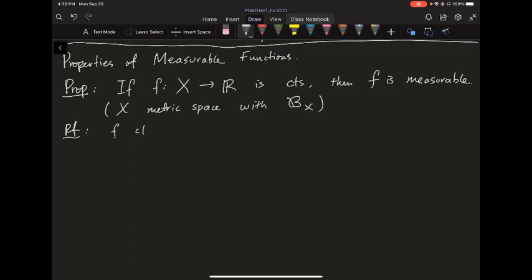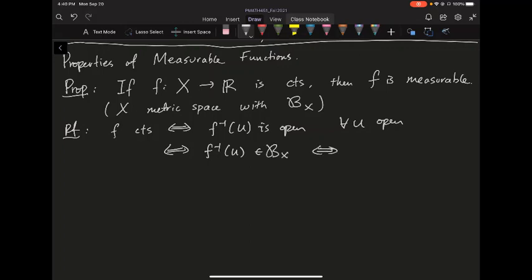The proof is really simple. For continuity, there's an equivalent definition. It's basically saying the inverse image of every open set is also open. So this is for every open set U. We know the open sets in R generate the Borel sigma algebra, and because the inverse image is open, it is inside the Borel sigma algebra on X as well. This follows from the previous lemma from our previous video. So f inverse of U is inside B of X, so we know f is measurable.